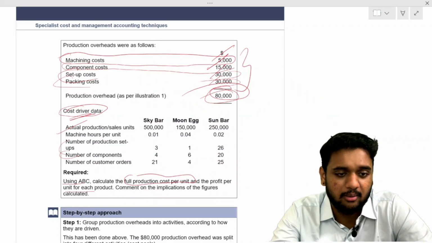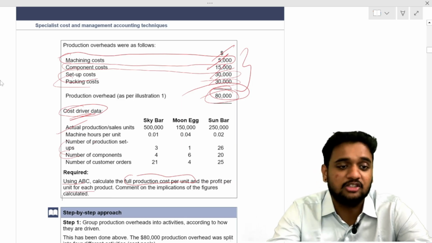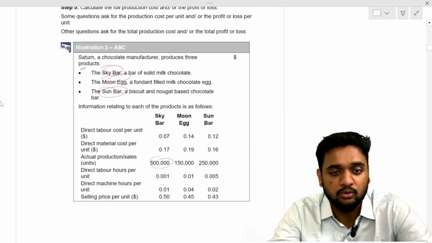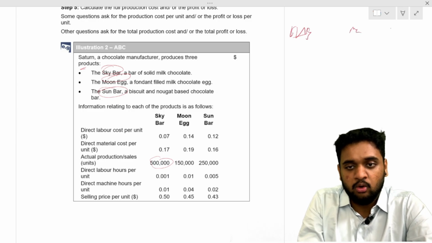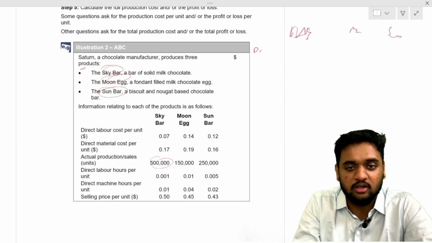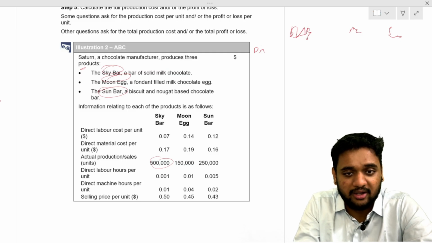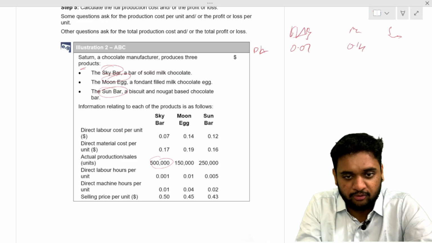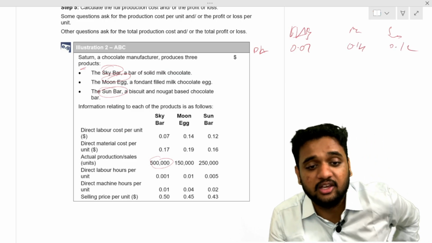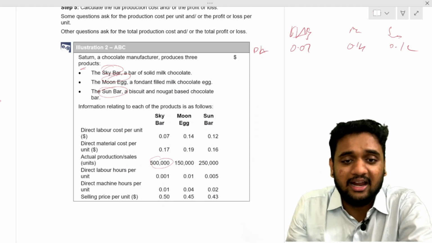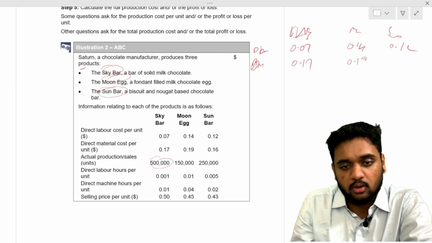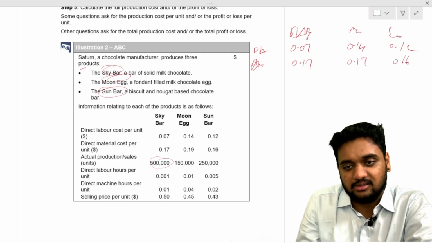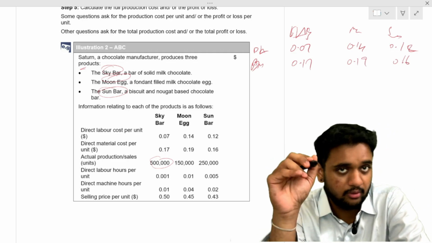First, we will start with machine cost. First, we will take the cost we know. What costs do we already know? Sky, Moon, Sun. For these 3 products, direct labor and material we know. What is labor cost? 0.7, 0.14, 0.12. Direct cost per unit is given to us. We already know. What is the direct material cost? 0.17, 0.16. So this we already know. We can write it down.